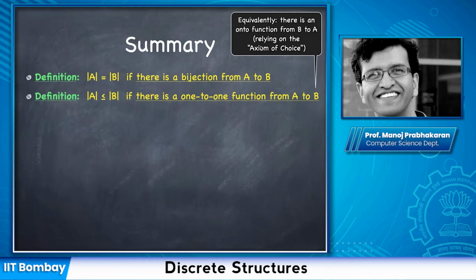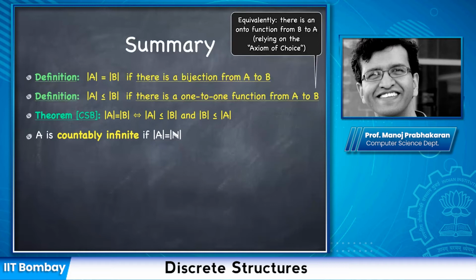So, without getting into the formal foundations of set theory, you can just take it for granted. So these are equivalent statements: that there is a one-to-one function from A to B is the same as saying there is an onto function from B to A. Okay, so all I wanted to point out is that though we defined cardinality of A less than or equal to cardinality of B using one-to-one functions in one direction, you could define it in terms of onto functions in the other direction. And we saw this CSB theorem that if both these conditions hold, then A and B have the same cardinality. And we defined countably infinite as having the same cardinality as the set of integers. Okay, and we saw some examples.